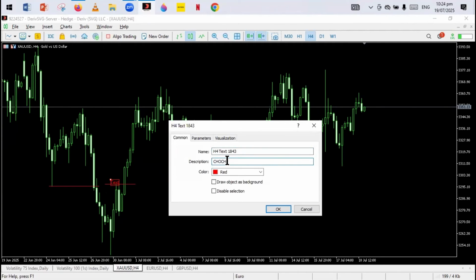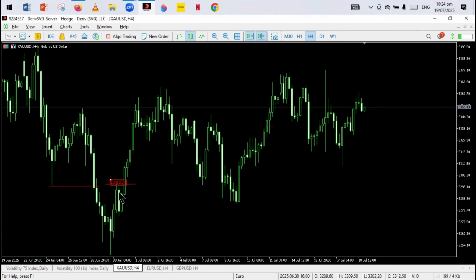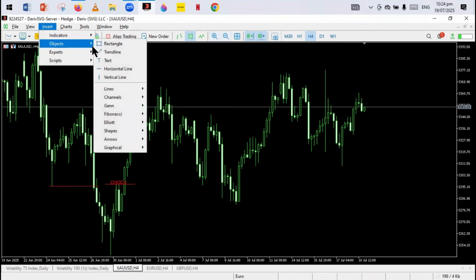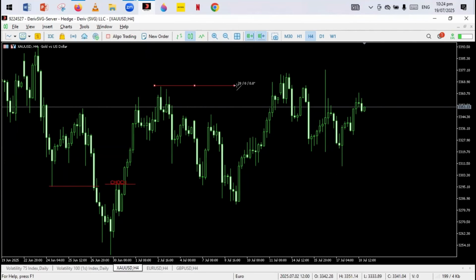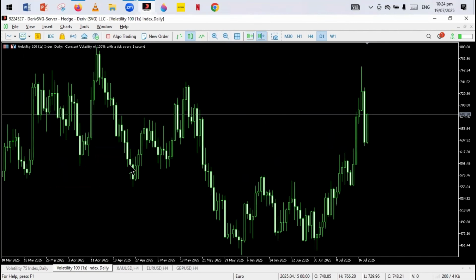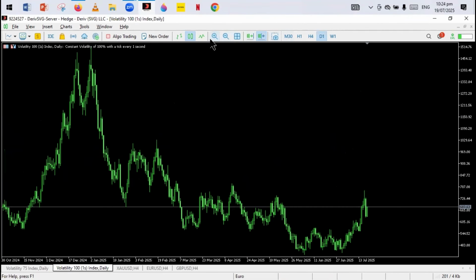So from there we had our change of character. So right now, buyers are in control and we are breaking structures to the upside. So right now we are moving up. So price is in an uptrend because we are breaking structures to the upside.